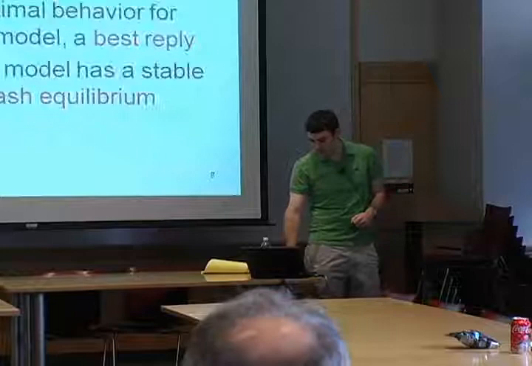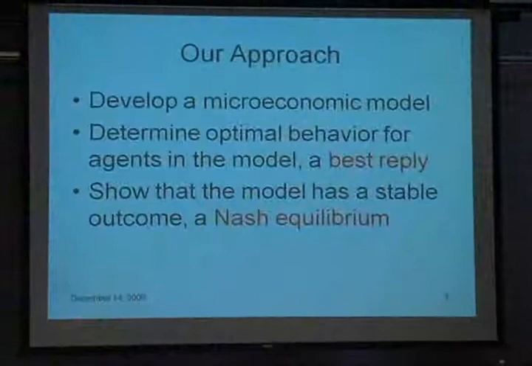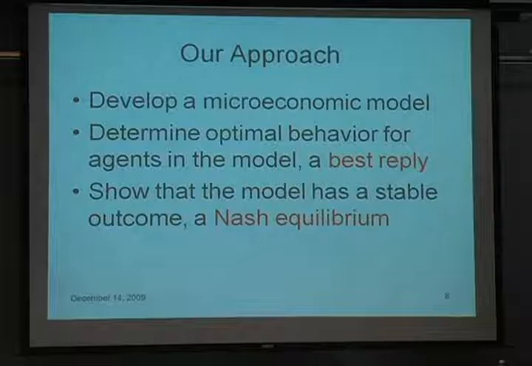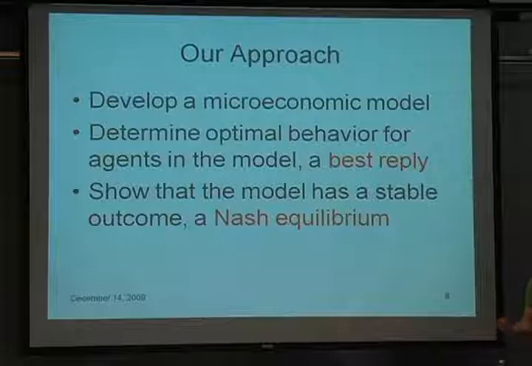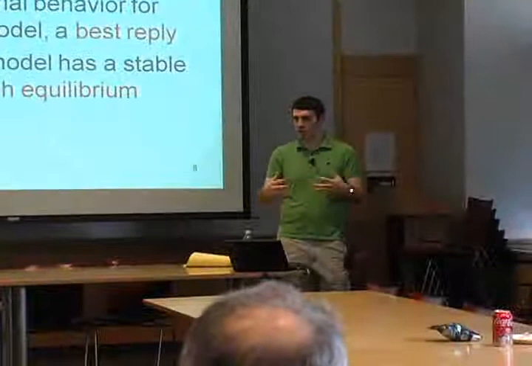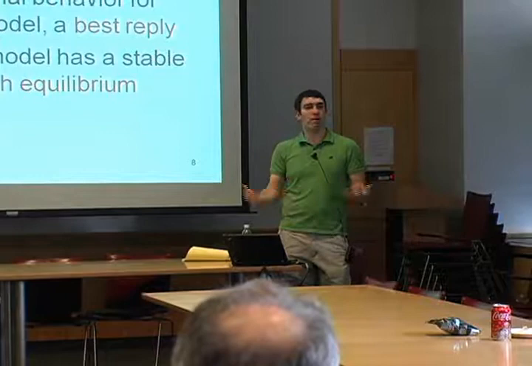So the approach I'm going to talk about is that we developed a microeconomic model of what it is people in a scrip system are doing. And so we said, okay, we know what the game is that people are playing, and we want to determine what it is people should be doing. I'm an agent in this scrip system. How should I be managing my money? So we're going to look for a best reply: what is the optimal thing for them to be doing given what other people are doing? And then we show that the model has a stable outcome, which is where we expect it to be, in technical terms a Nash equilibrium.